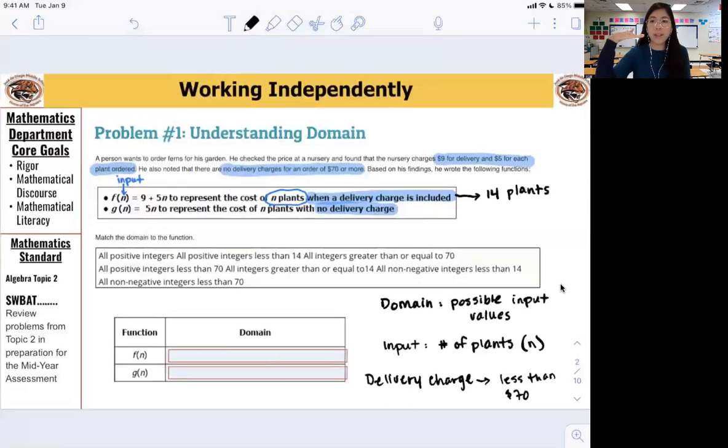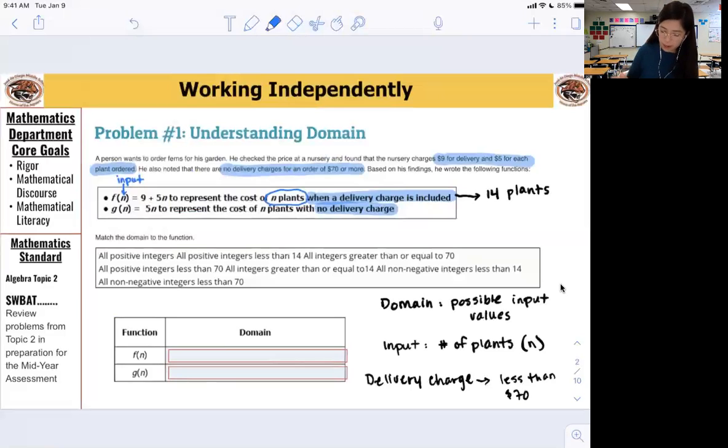I can buy 14 plants. If I buy more than 14 plants, then the delivery fee goes away. So I can buy up to 14 plants and I'll be charged the delivery fee, but if I buy more than that, then I will have no delivery charge. So here we go. That means that the domain for f of n is from 0 to 14.